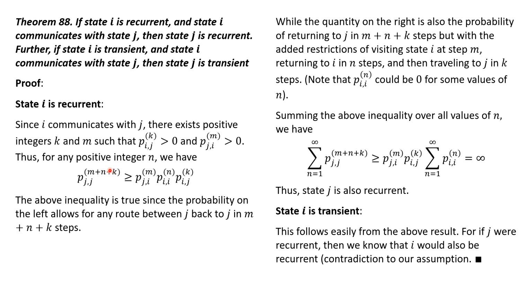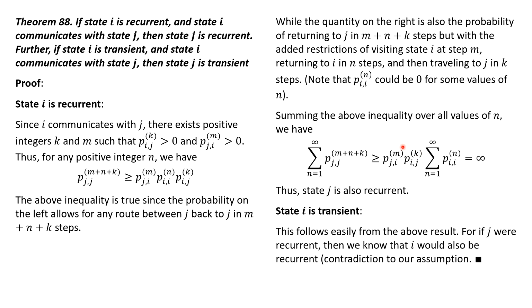There's no restriction here. So this has a higher probability than the right side, because the quantity on the right is the probability of returning to j in m plus n plus k steps, but with the added restriction that you need to go from j to i in m steps, then return back to i in n steps, and then go from i to j in k steps. So this has restrictions on it, and so this probability is bigger than this. And if we sum this over n, then the left is greater than the right side here.